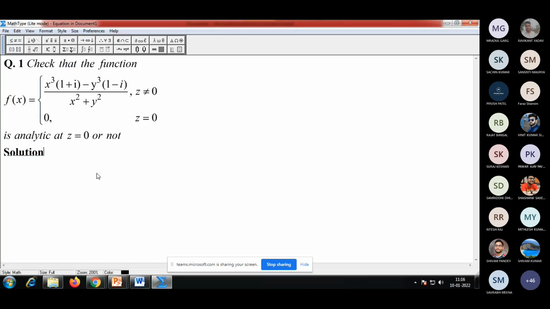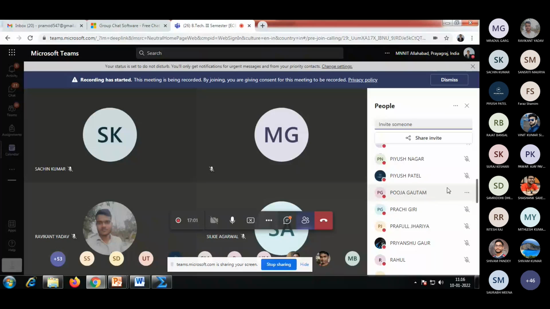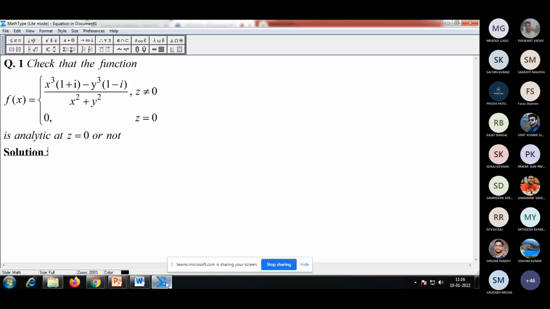Who will discuss the solution, please? Neha? Yes, sir. Please discuss the solution of this problem. Check that the function, here not x, here z, f(z) is equal to this expression when z not equal to 0 and this when z equal to 0, is analytic at z equal to 0 or not. How will we proceed?